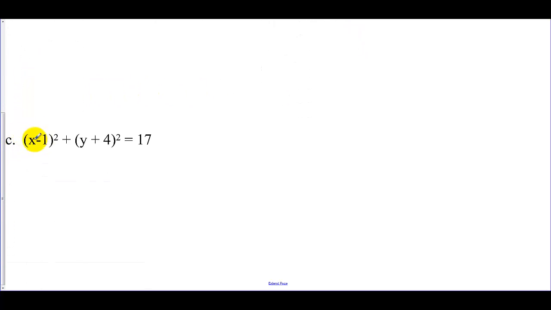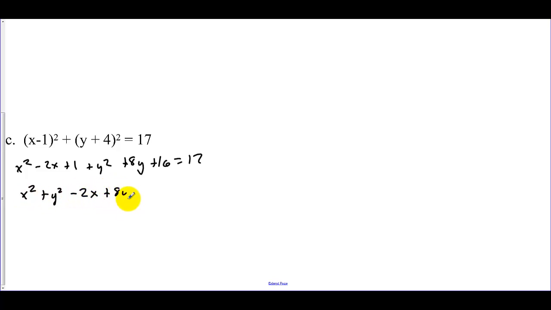With letter C, this is a circle with center 1, -4, and a radius of the square root of 17. Let's multiply all this out. We have x squared minus 2x plus 1 plus y squared plus 8y plus 16 is equal to 17. We can subtract 17 from both sides, and we get x squared plus y squared minus 2x plus 8y is now equal to 0. Well, x squared plus y squared is equal to r squared. We have minus 2r cosine of theta plus 8r sine of theta is equal to 0.